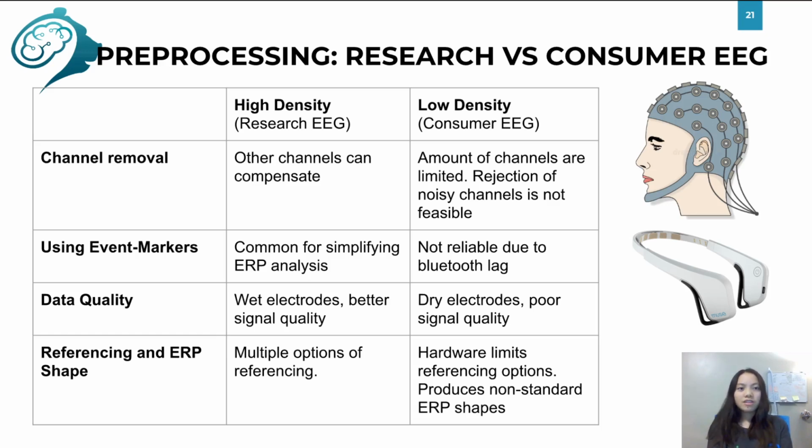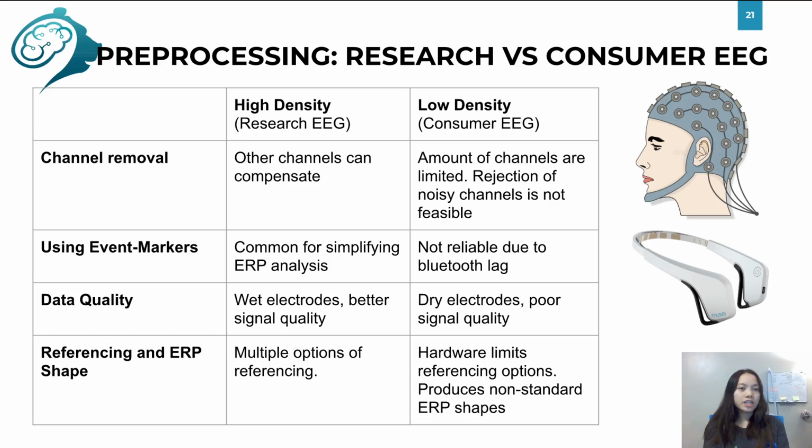With high-density research EEG caps, the occasional bad channel is simply deleted because there are enough other channels to compensate, so there's no significant impact on the data analysis being done. In low-density EEG systems, however, the number of channels is very limited, so rejection of noisy channels is not feasible. Therefore, it is important that whoever is setting up the hardware has appropriate training to reduce the noise.